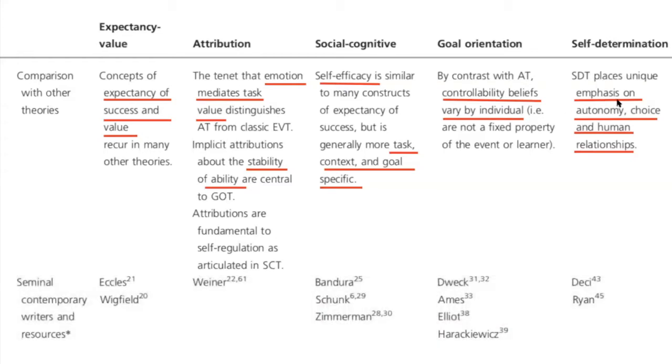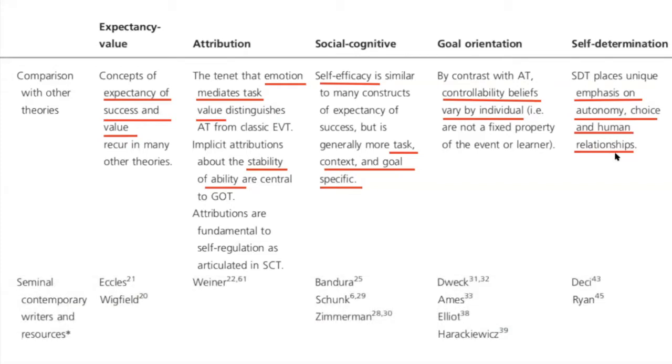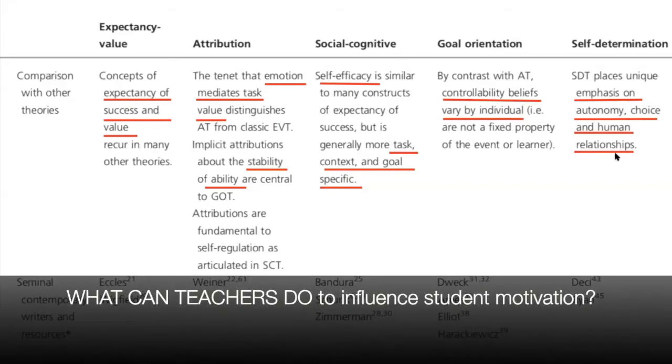And also remember that we as humans love to determine our own destiny, right? So self-determination theory says, look, make sure you also keep in mind autonomy. We like to be in charge. Choice. I like to be able to make choices. And our connections with other humans, or human relationships. So the question becomes, what do we do with all that in mind?